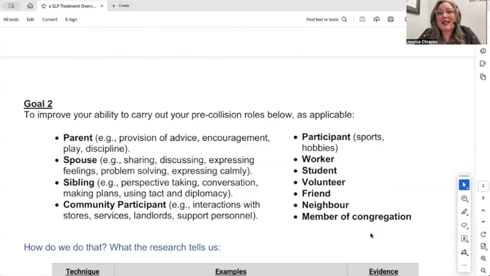So my job is to help them return to the roles and contexts that matter to them. Has their ability to be a parent or a spouse or a sibling or a community participant been impacted? Have they been able to return to their recreation and leisure activities? Were they able to return to work or school or volunteering?